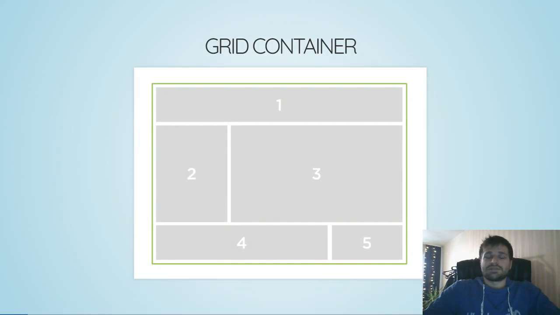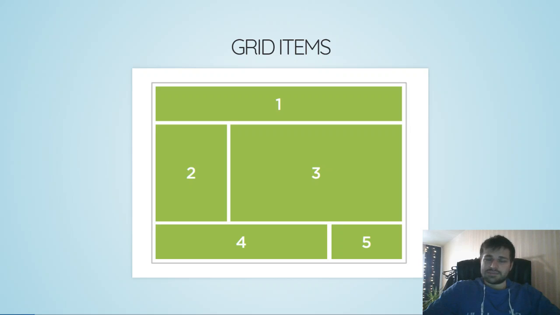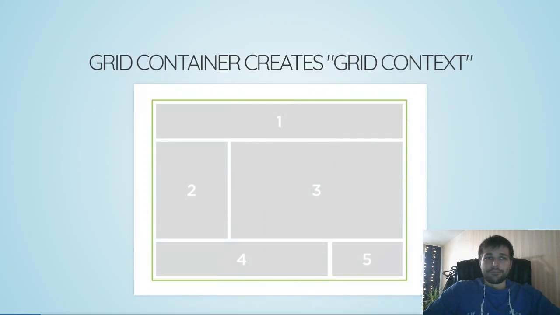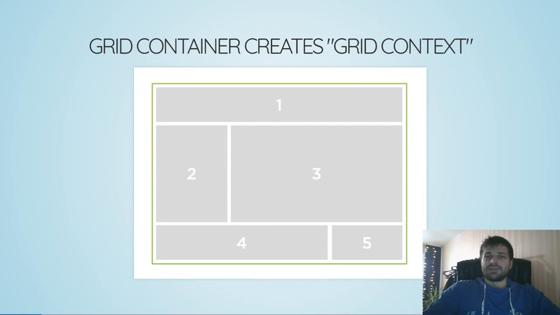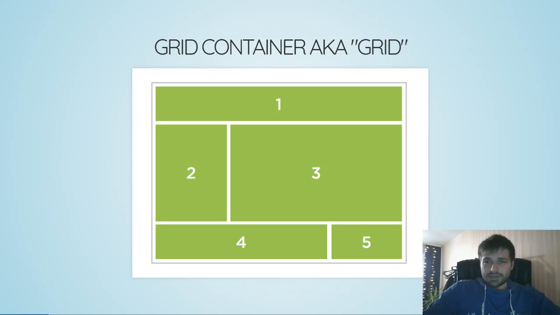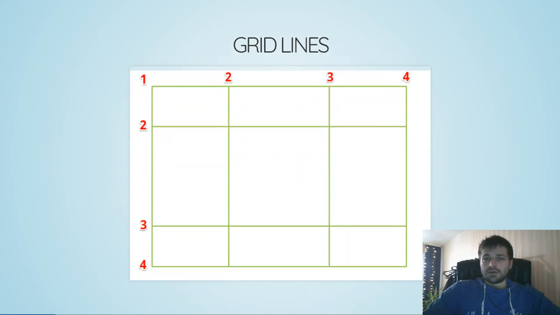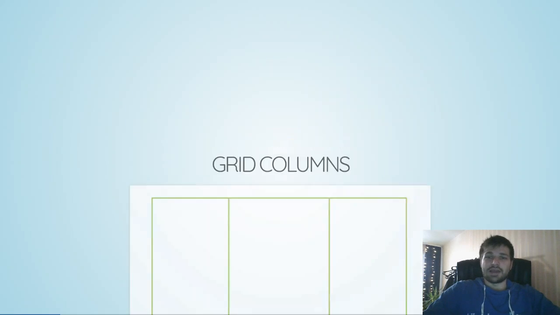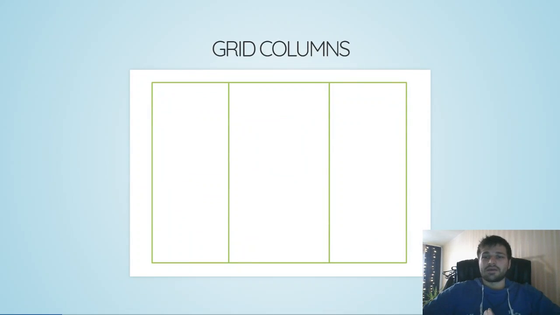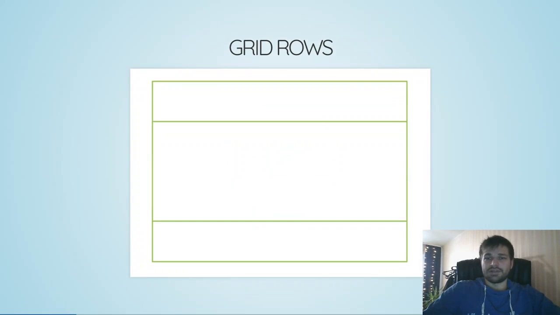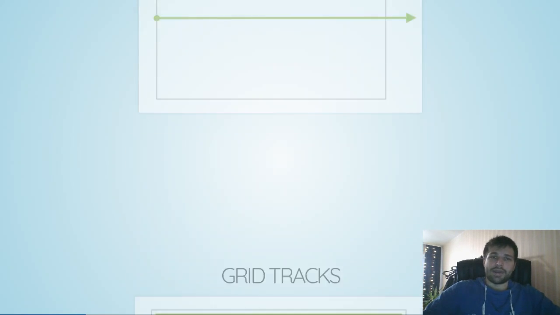We have a grid container and grid items inside the grid container. The grid container creates a grid context, and it is also known as the grid. The grid is made up of two sets of lines known as grid lines. One set of lines defines the columns of the grid. These lines run along what is known as the column axis, and there are grid rows and the row axis.